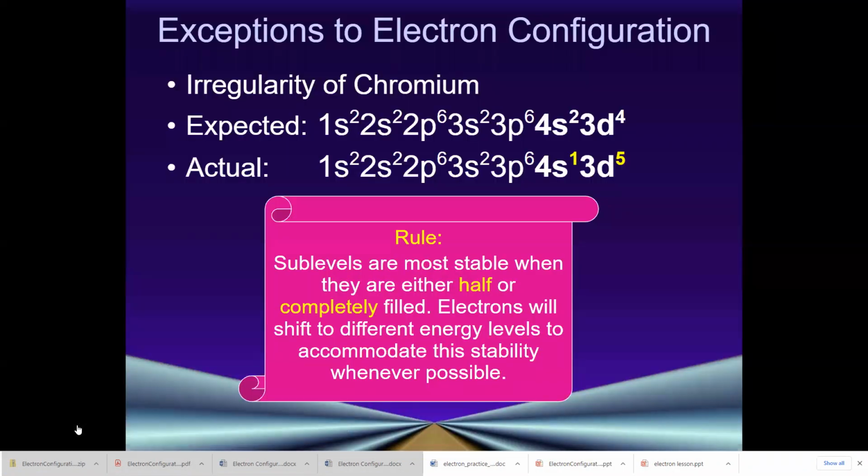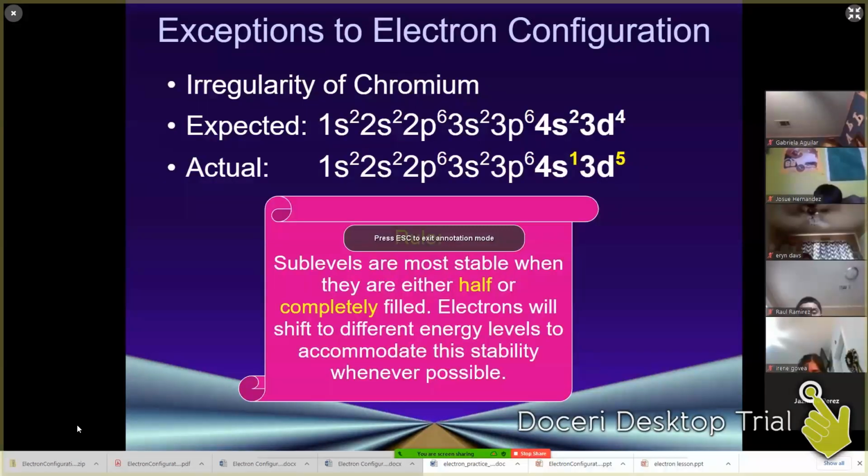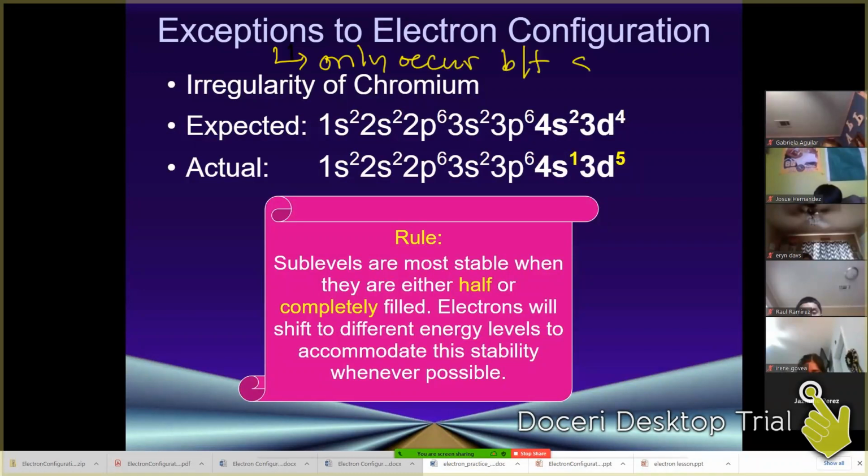All right, so we have some exceptions for electron configuration. It falls within the transition metals. Some of the transition metals, not all of the transition metals. And exceptions in electron configuration only occur between S and D sublevels.